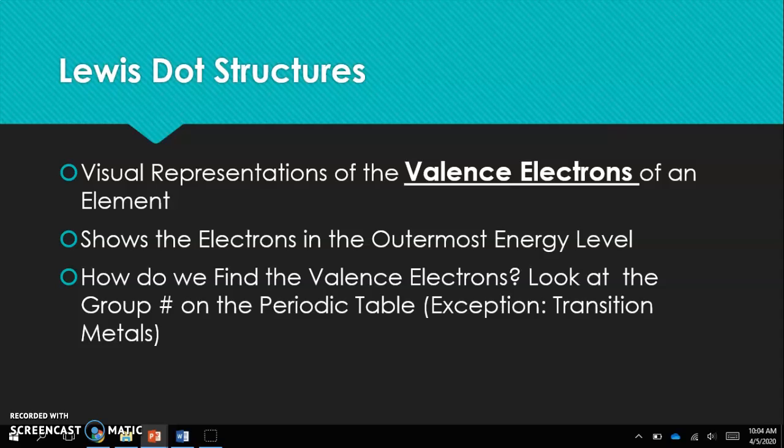We do not do the transition metals this way. Remember, your transition metals start at group 3 or 3B. So when we're looking for valence electrons, we're going to be looking for those in groups 1 and 2, and then 13 through 18. You can also see these as 1 through 8A. That's how we find our valence electrons, and then we just fill them in around the chemical symbol of whatever element we're looking at.